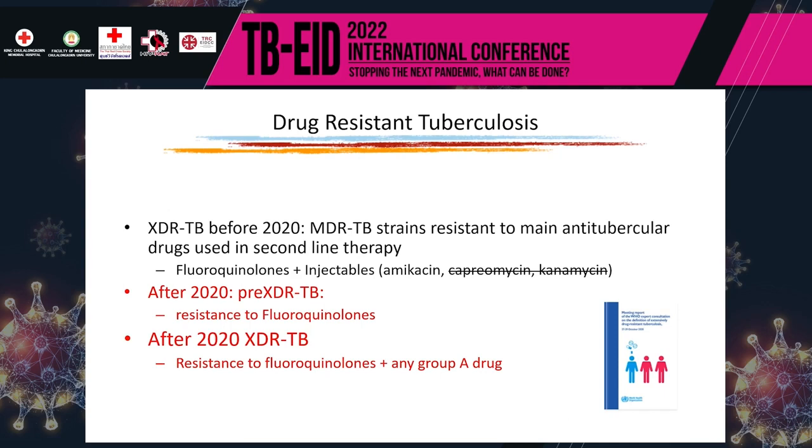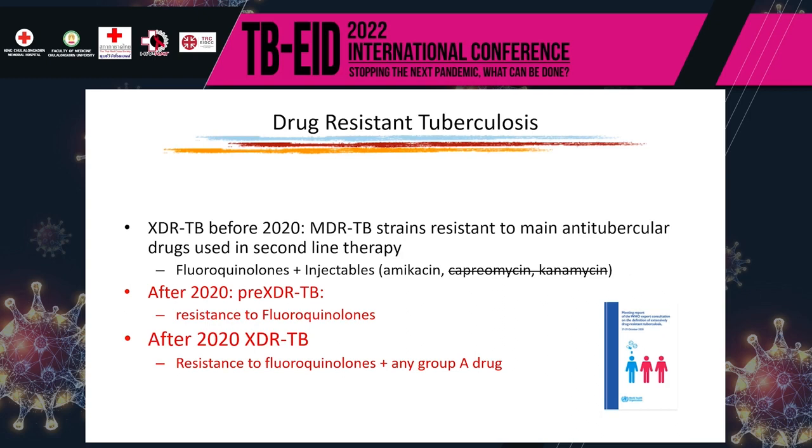The definition of XDR-TB was changed in 2020. The reason for changing was linked to the fact that the second-line therapy recommended by WHO was also changed. Before 2020, the definition of XDR-TB included strains that were resistant to rifampicin and isoniazid and resistant to fluoroquinolone and injectable, these last two categories of drugs being the main pillar for the antitubercular drugs for MDR-TB strains at that time.